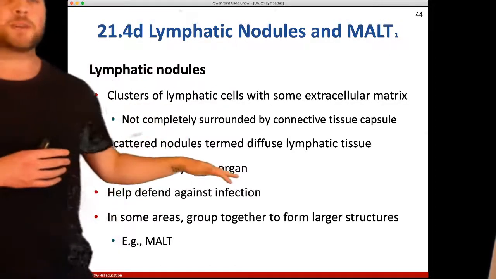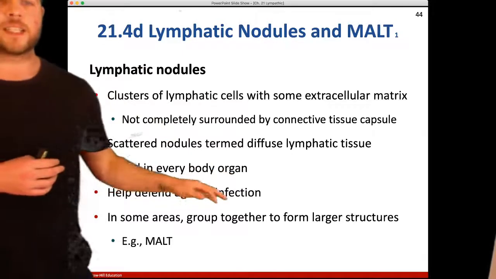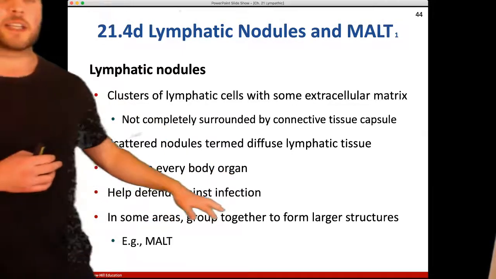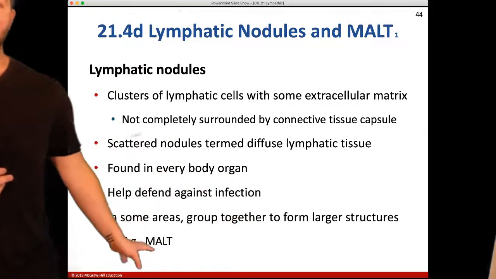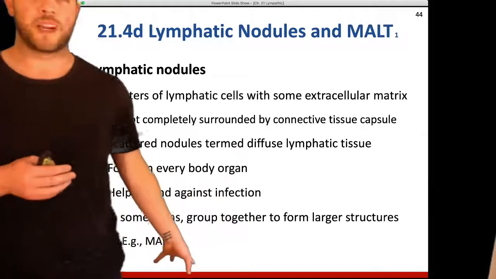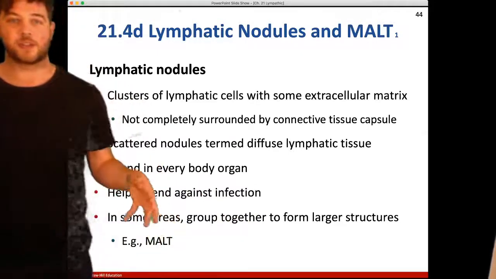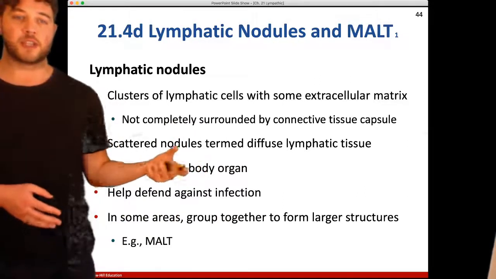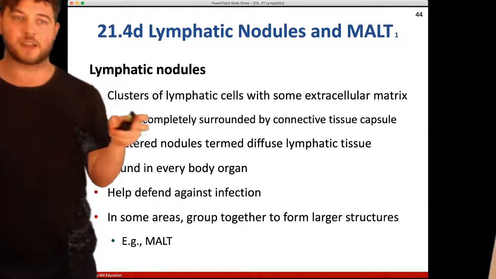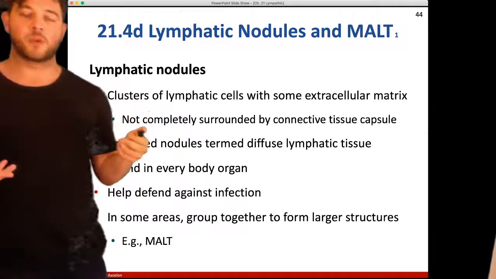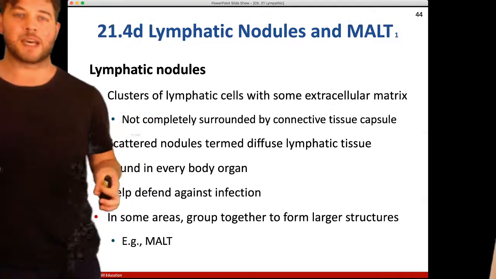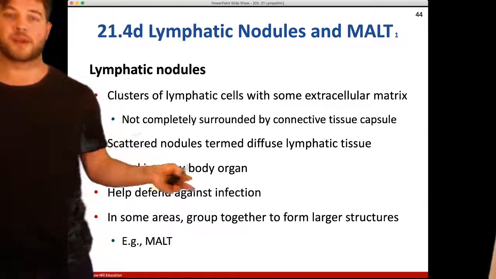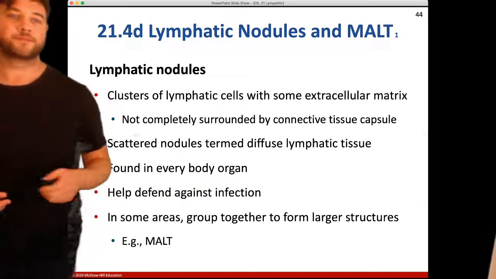They are found in every body organ. They do help to defend against infection. And in some areas, they group together to form larger structures like MALT. So they're not quite so diffuse, but they're still not encapsulated, so they're still not lymph nodes. So again, hopefully you can see that just because they're scattered, just because they're secondary and they're not really lymphatic organs, it does not mean that they aren't crucial to the lymphatic response. They're found in every organ.